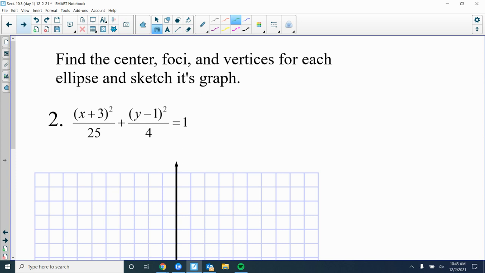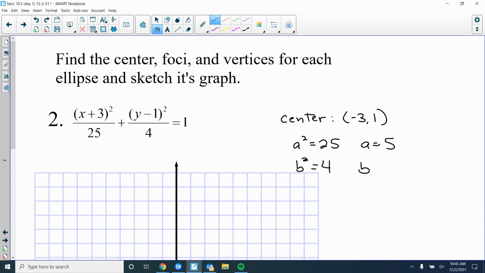All right, we got this one. It's in nice form. Which one has to be the a squared? 25. 25 is the a squared. My center is going to be negative 3, 1. And my a squared is 25. My b squared is 4, which means a is positive 5, which means b is positive 2.